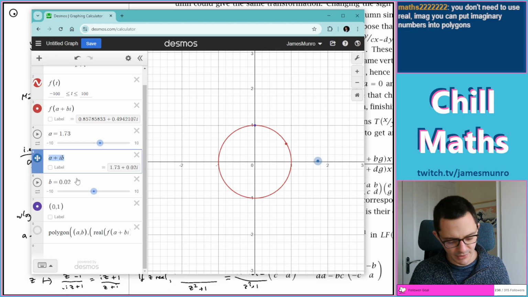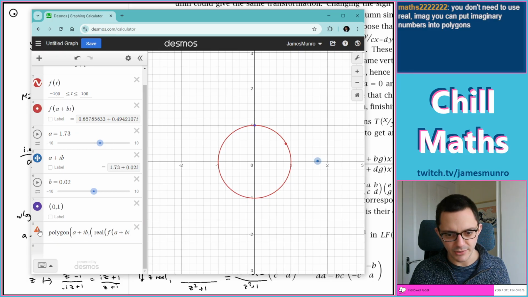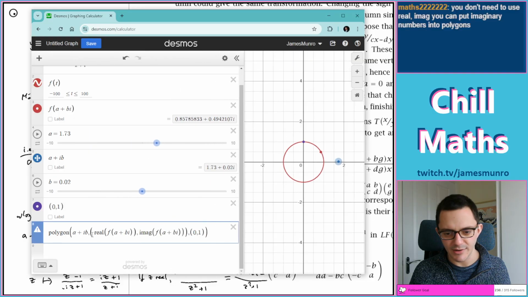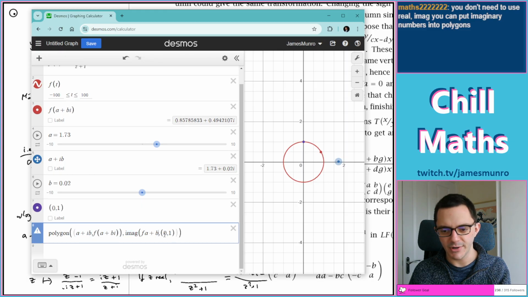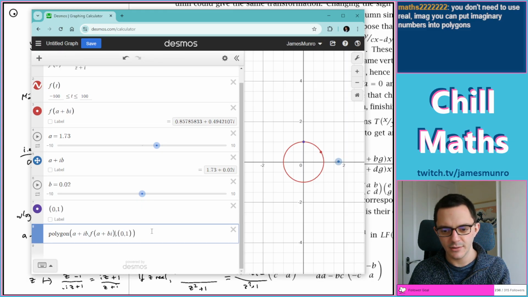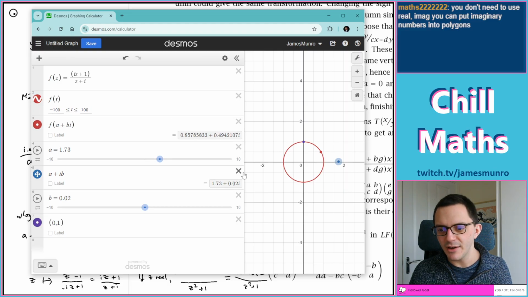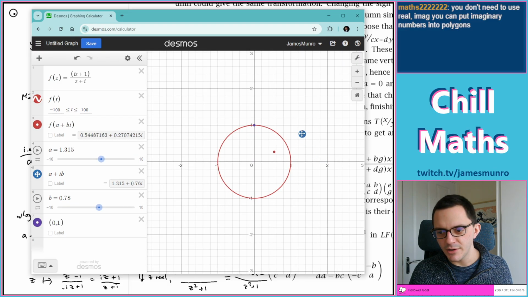Oh, can I put A plus iB into my polygon? I really thought I couldn't. That's unhappy. Do I have to format all of them like that? Maybe if I format all of them like that, I'll be happy. No, it's very unhappy with me. Goodbye. Okay. Good old Mobius maps.